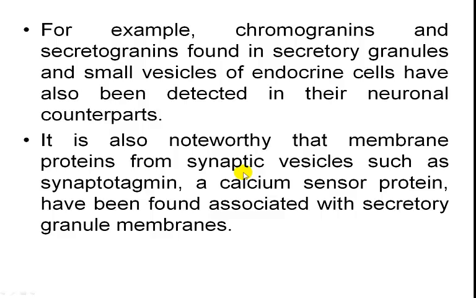So it is also noteworthy that membrane proteins from synaptic vesicles, such as synaptotagmin, a calcium sensor protein, okay, right? So here we go. We have a divalent cation. Most of you should already know that calcium is required for exocytosis. This is what we're building up to, of course. What evidence substantiates that for neuroendocrinology?